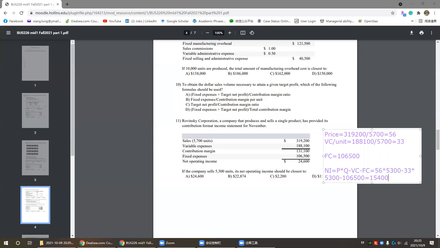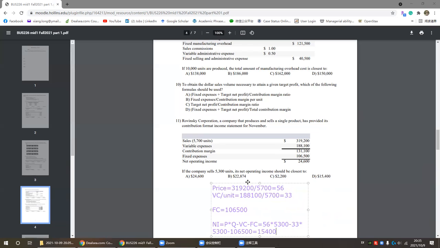Okay, so the answer will be D in this case. Make sure you understand how to do these kinds of questions. Should be very simple and straightforward.